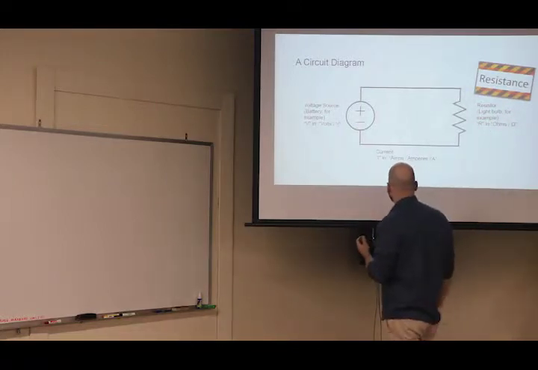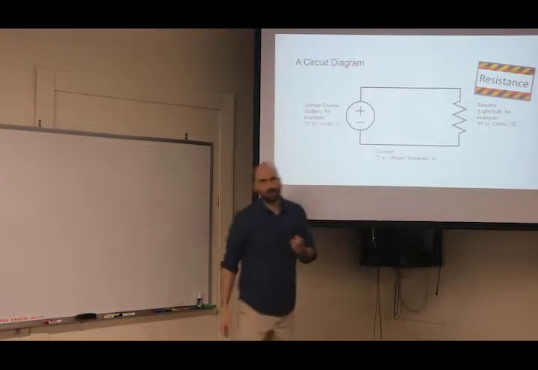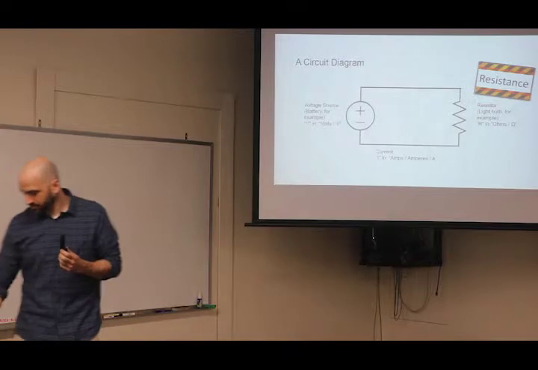And a light bulb is an example of that. And then our current, that's labeled I, and the units are A, amps, amperes.